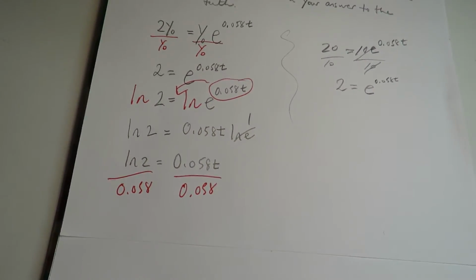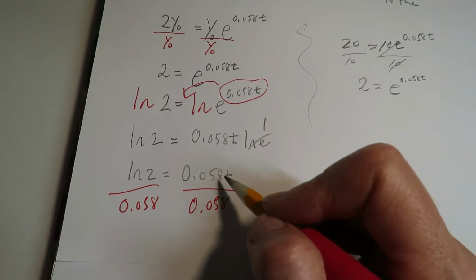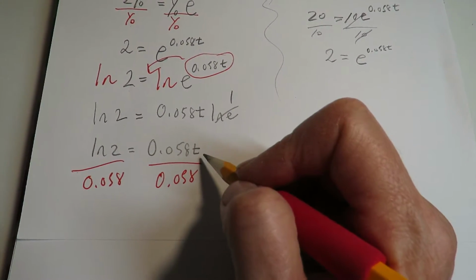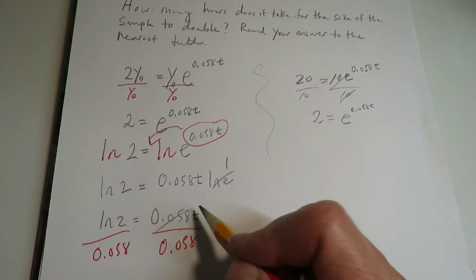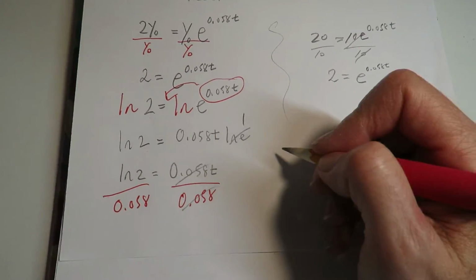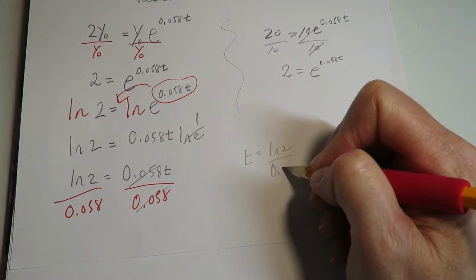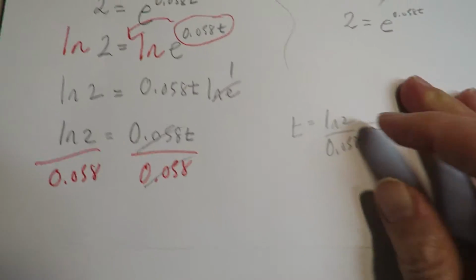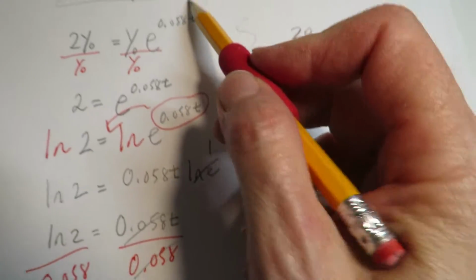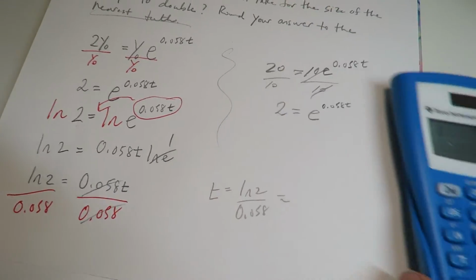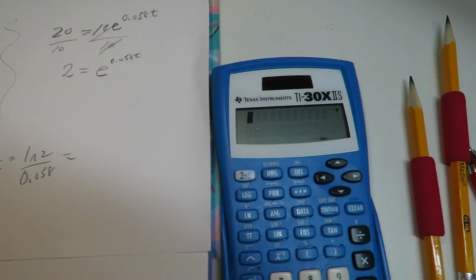So right now t is being multiplied by 0.058, right? So to isolate t, you have to undo that. So you have to divide that off. So t is going to equal ln of 2 over 0.058. Now, they again want this approximated to the nearest tenth. The tenth is the first decimal on the right side. So to estimate to the tenth, you have to go to the hundredth.